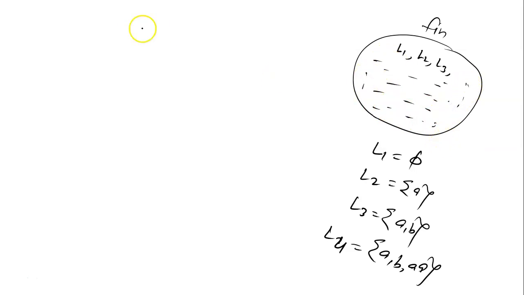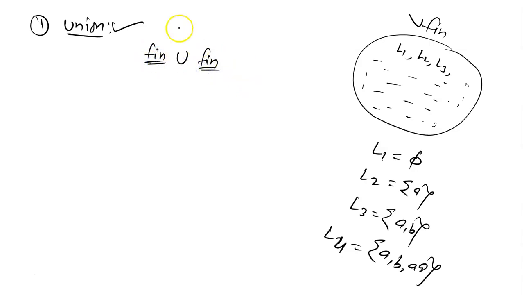First we will see union. Is the set of finite languages closed under union? Yes, because if you take any finite language and take its union with any other finite language, the result will also be a finite language. If each is finite, then the union will also be finite. So we can say that the set of finite languages is closed under union operation.